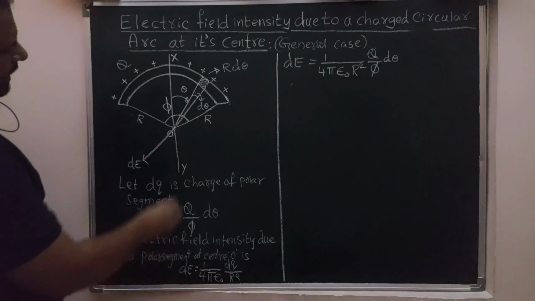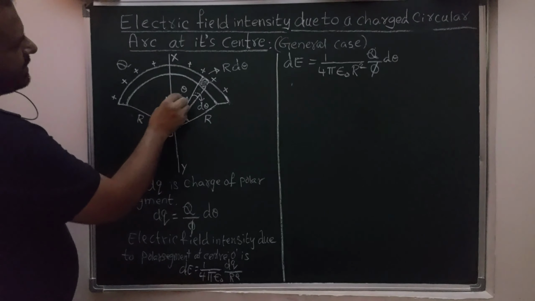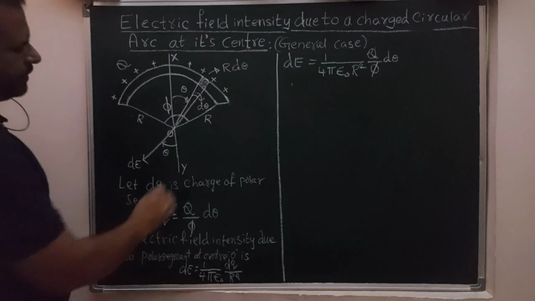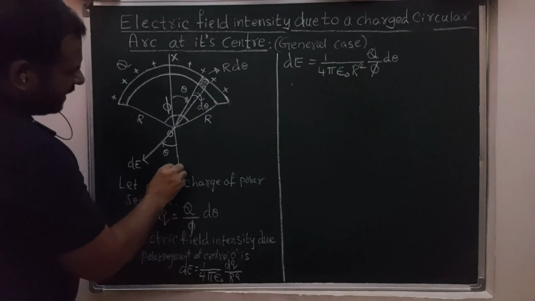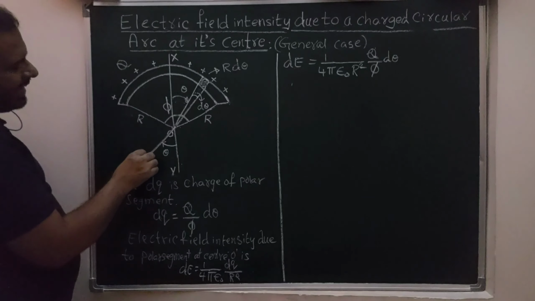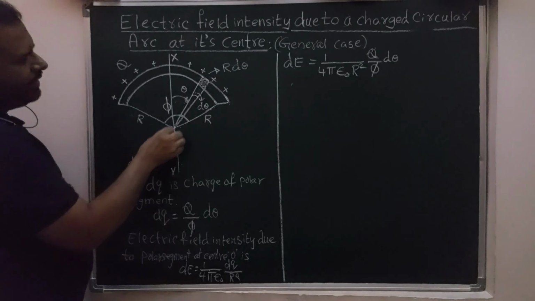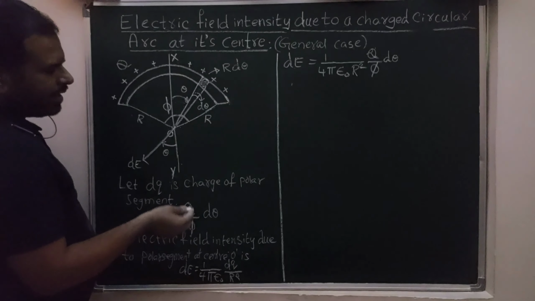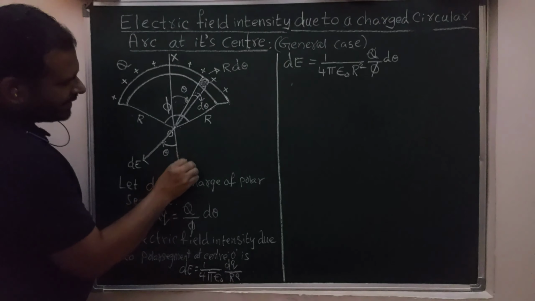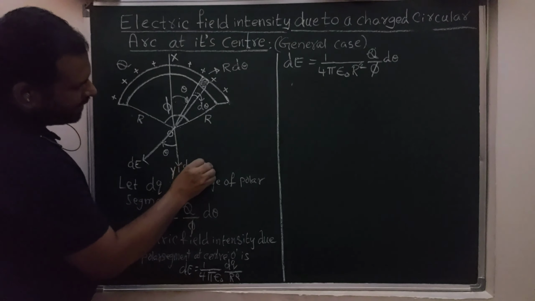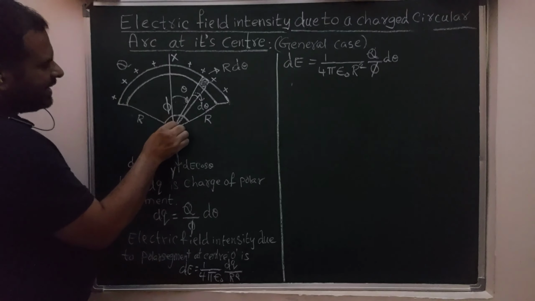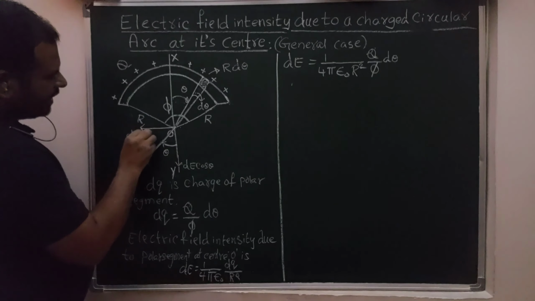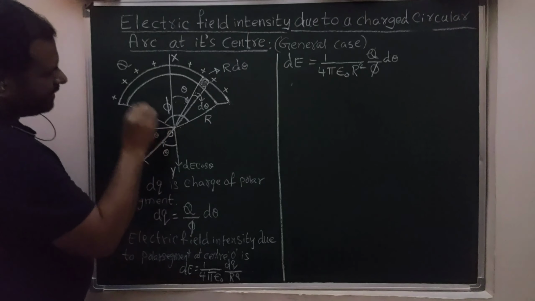So see here, what is the angle? Theta. Here this angle is theta, so this angle is also theta. dE is a vector quantity. It makes an angle theta with this polar bisector. Then it is resolved into two components, one horizontal and one vertical. dE cos theta is the horizontal component along the polar bisector, and dE sin theta is the vertical component.